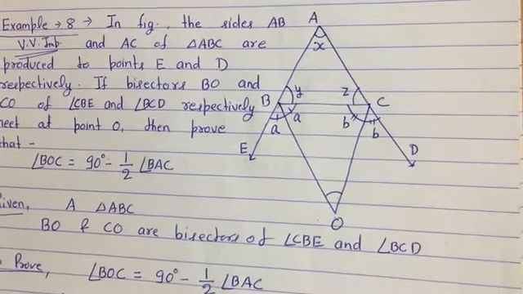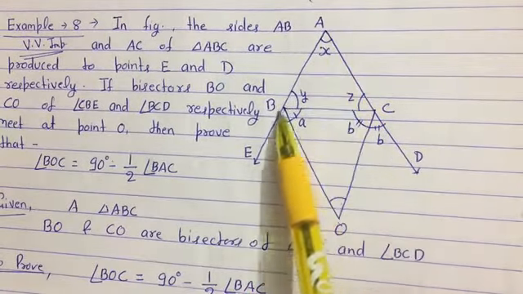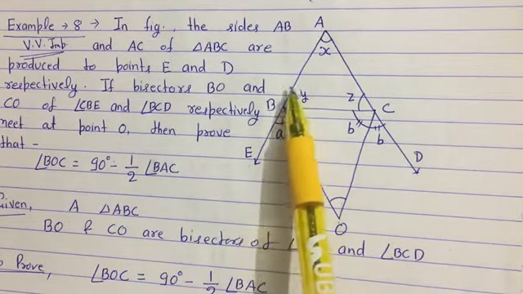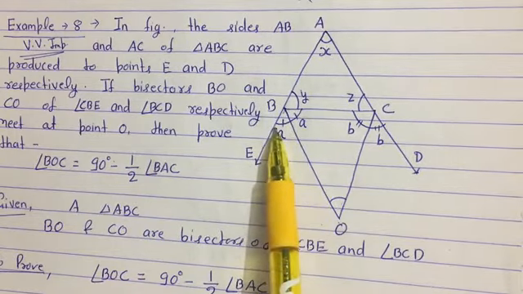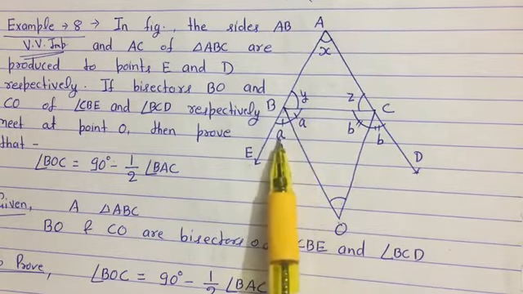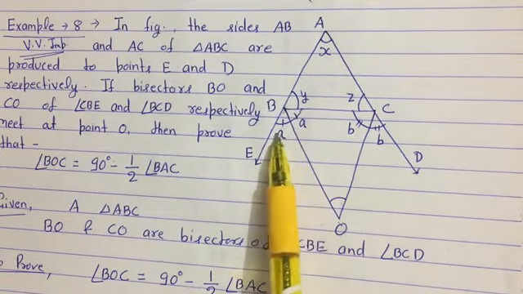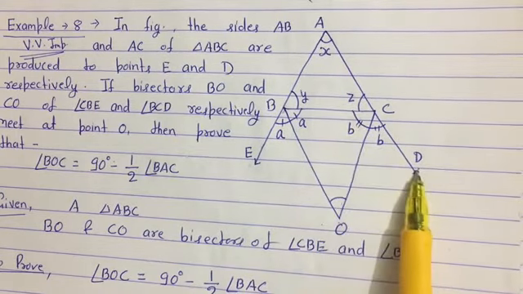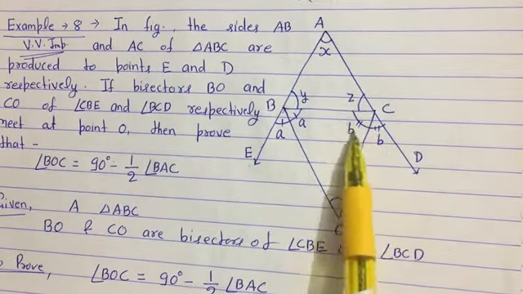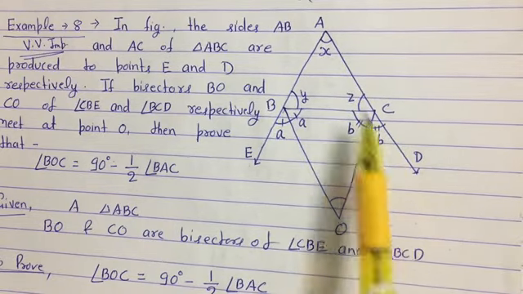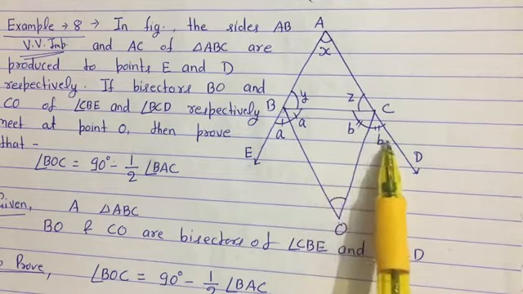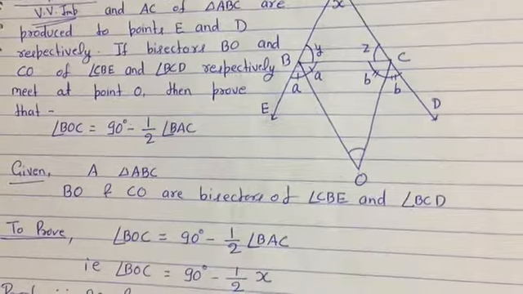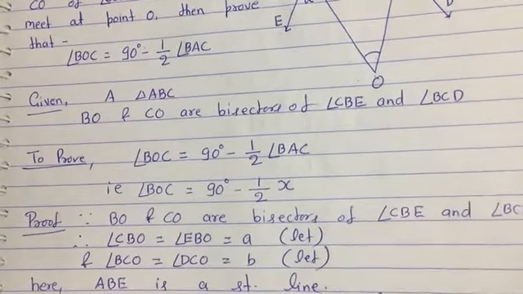You can look here very properly that ABE is a straight line, means the sum of all the angles on a straight line is equal to 180 degree, means y plus a plus a, this all equals 180 degree, as well as ACD is also a straight line, means the sum of all these angles is also equal to 180 degree, means z plus b plus b is equal to what? 180 degree. Okay. So by using this concept we are going to write something here.